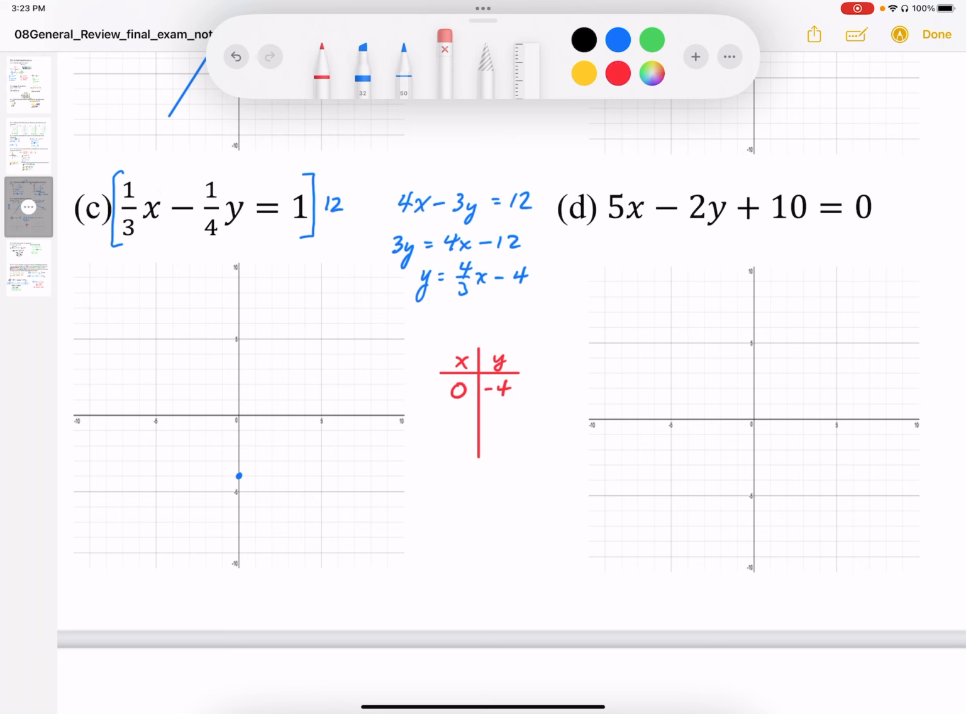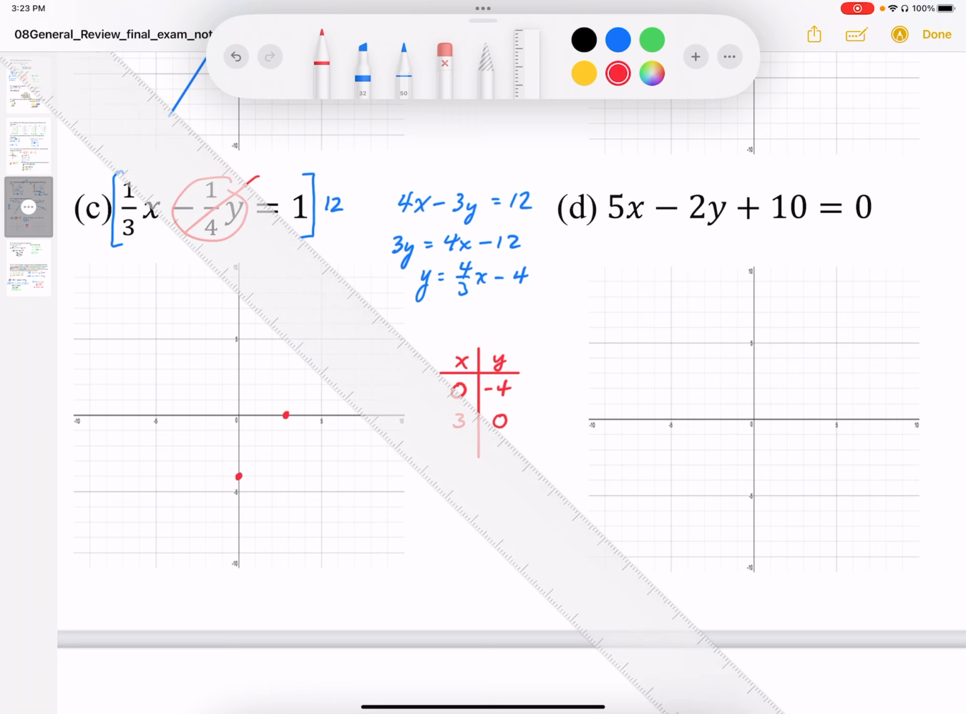We could also do the x-intercept when y is 0. So I'm going to plug in y is 0. When y is 0, this becomes 0, and then I just have to figure out some number x times 1/3 equals 1. Well, that number's got to be 3. So by plugging in zeros and calculating intercepts, I get 2 points, at x equals negative 4, y equals 3, and I can then draw in my graph through those 2 points.